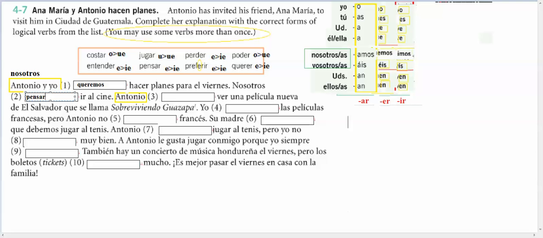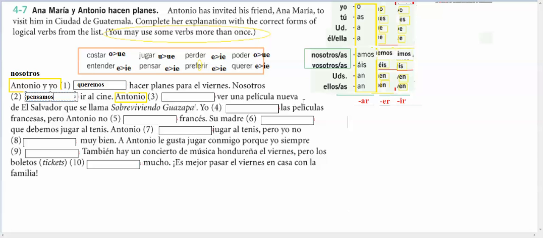Pensar is an E to IE verb, but again, we have to look at who is it that's wanting or planning to go to the movies. It's us, nosotros, right? Because you look at who's the subject before the verb. And nosotros falls in the green box, so I am not going to make the E to IE spelling change. I'm just going to get rid of my AR. And then for nosotros, this is an AR verb, I'm going to add AMOS. Pensamos. Nosotros pensamos ir al cine.